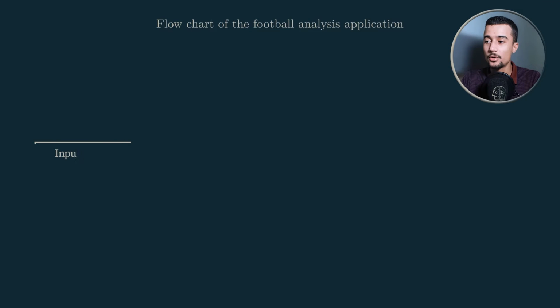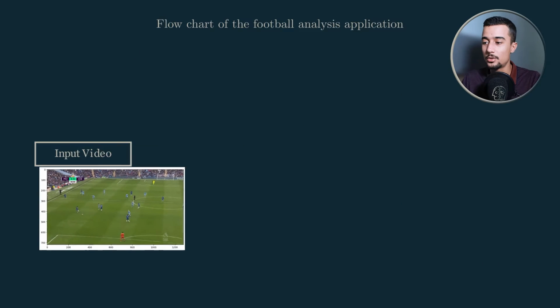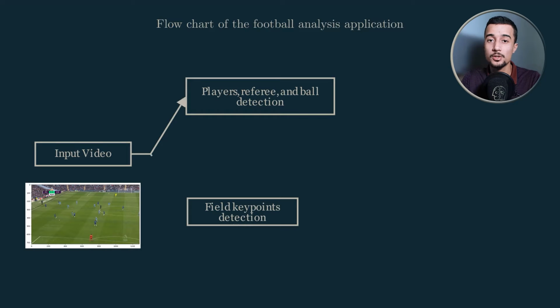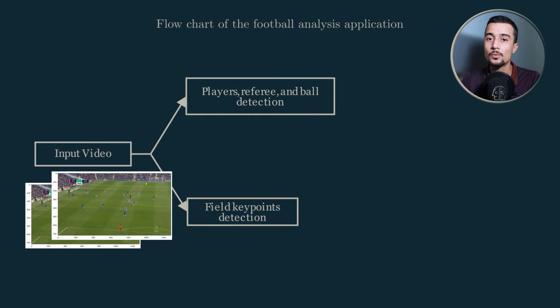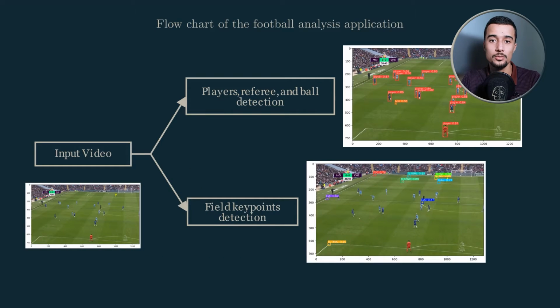Okay, so here we have a flowchart of the football analysis web application. And we start here with an input video, of course, which is passed to two object detection models, as you can see here. So the first functionality in this web app, and the most crucial one, is the detection of the different objects of interest in the input video. And here I trained two models, one for the player, the referee, and the ball detection, and the other one for the field key points.